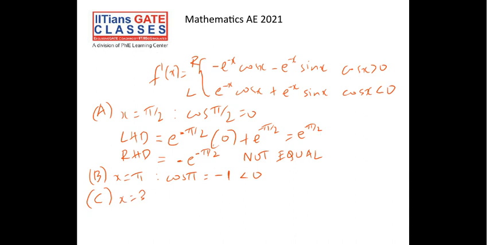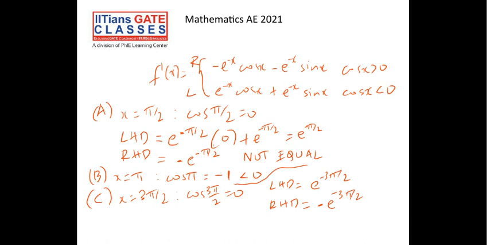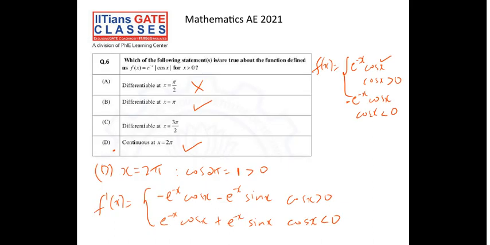Next, to evaluate option C, at x equal to 3 pi by 2, we get cos of 3 pi by 2 equal to 0. Then we evaluate the left hand derivative. It is over here. e raised to minus 3 pi by 2 into cos 3 pi by 2 will come to 0. What will remain is e raised to minus 3 pi by 2, and the right hand derivative will come to minus e raised to minus 3 pi by 2, since the expressions are just the negative of each other. Again, the left hand and right hand derivatives are not equal.